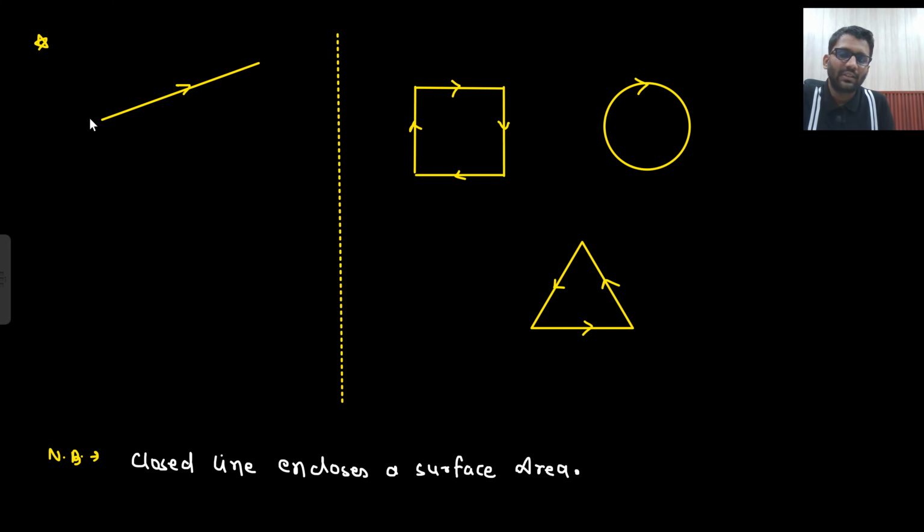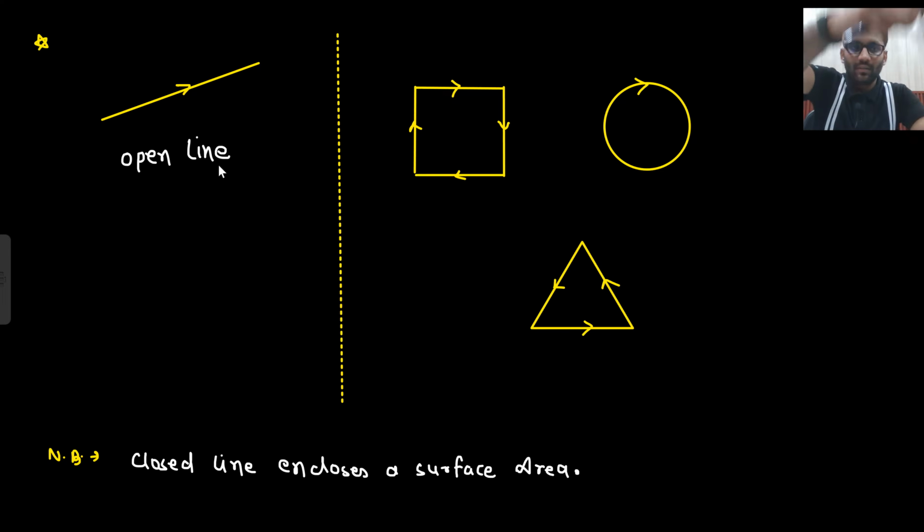What is this called? Open line. This is an open line. Now what do I do? I take 3 lines like that, 1 line, 2 line, and the third line. What has this become? A triangle. One, two, and the third one. So this has become a triangle.